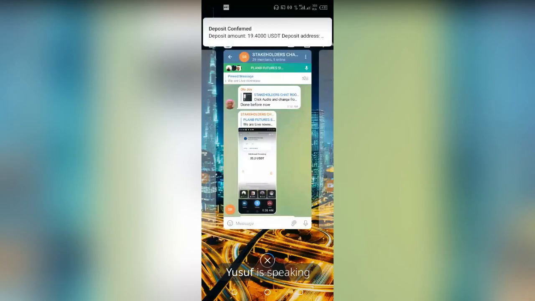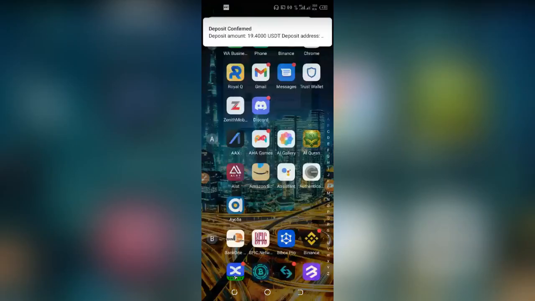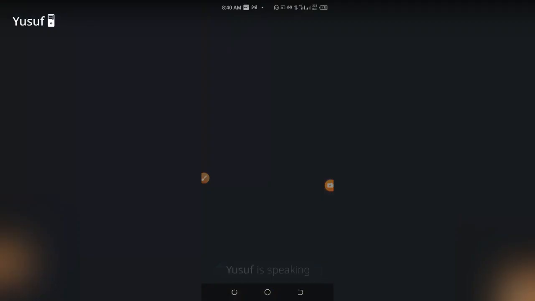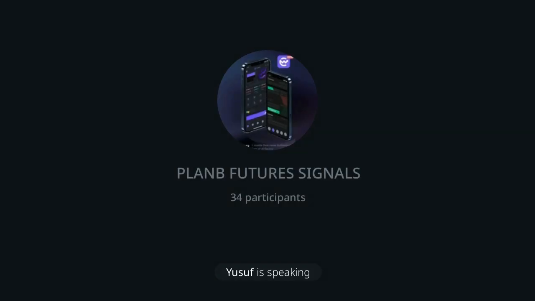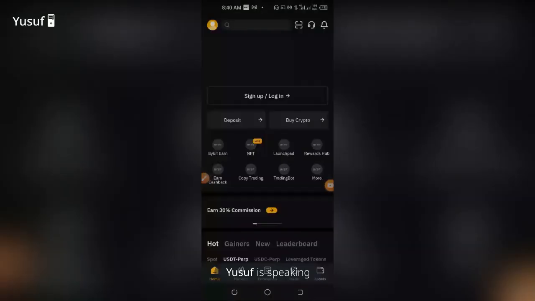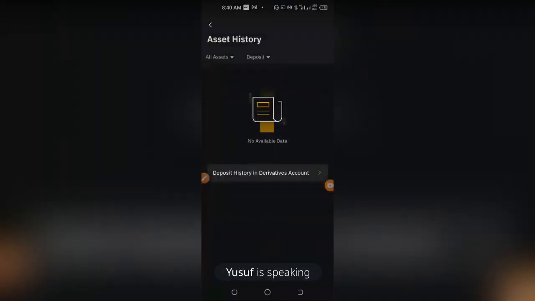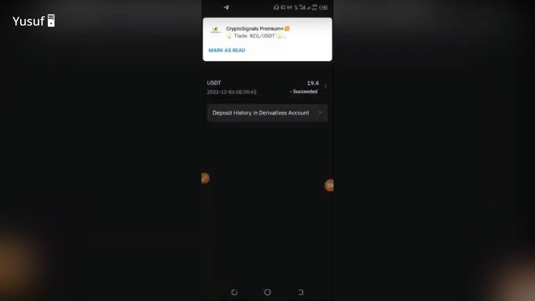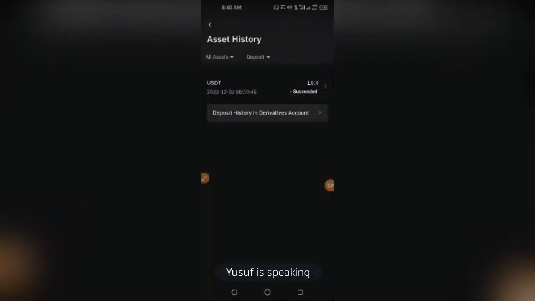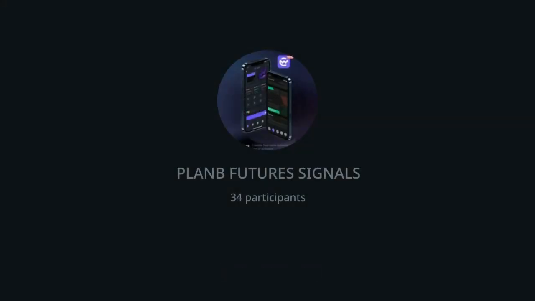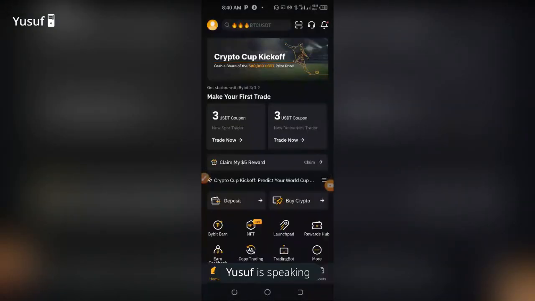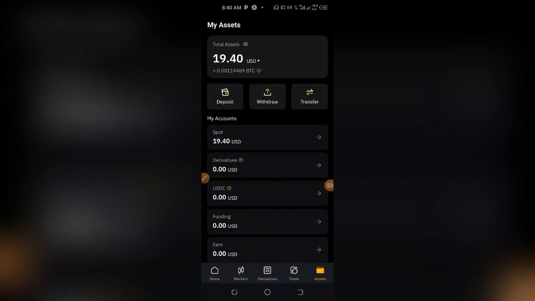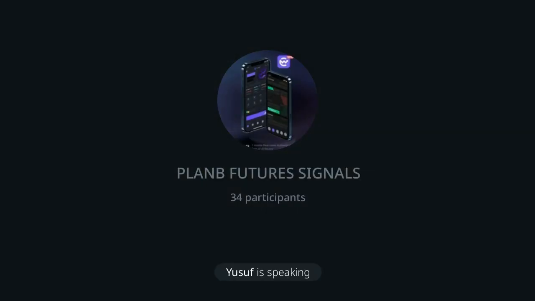Let me quit the app. Yeah, there's another message I just received now showing that it's confirmed. Bybit has also messaged me confirming that it has received the money. Look at the message: deposit history and derivatives. See, the message is telling us that USDT 19.4 succeeded, meaning that the money has dropped in my Bybit account. As you can see now, look at it. So the money has dropped.